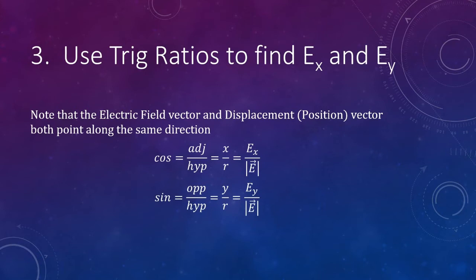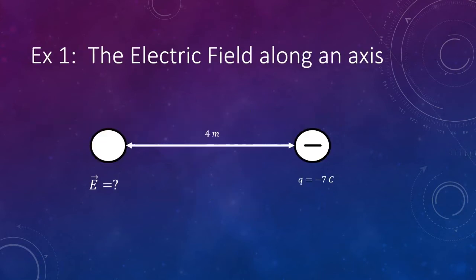So let's look at some examples where we can apply these three steps. First, let's just do something simple. We'll have an electric field at a point directly, say, across from a charge, so we won't have to worry about y components or any trigonometry. So here we have a -7 Coulomb charge, and we're going to look at the location for the field 4 meters to the left of it.